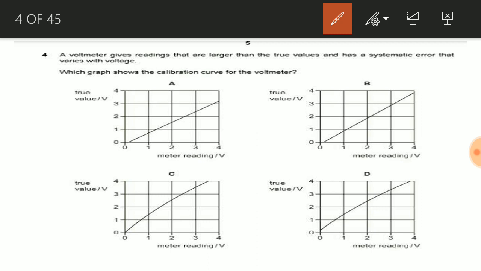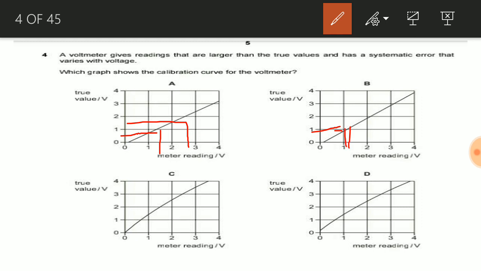Here in this question, this is the true value and this is the voltmeter reading value. Now according to this question, the voltmeter reading is larger than the true value. If we see the diagram first, here the true voltmeter value is this, and the reading will be this, and in the 2 also it will be this. It means that if the true voltmeter reading is 1, then the meter reading is more than 1. If the true reading is 2, then the voltmeter reading is more than 2. In option choice B also, if the true reading is 1, then this is just more than 1.